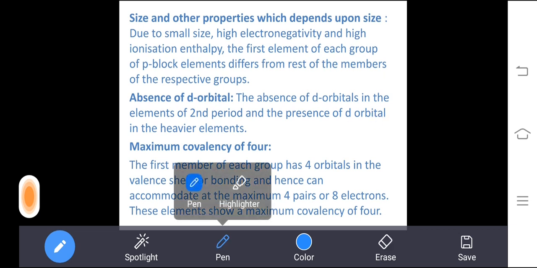Then maximum covalency. The first member of each group has 4 orbitals, as we just discussed, s and p in the valence shell. So the maximum bonding will be 4 only, that is 4 pairs of electrons. It can accommodate at maximum 4 pairs or 8 electrons. So the maximum covalency of the first group element is 4.